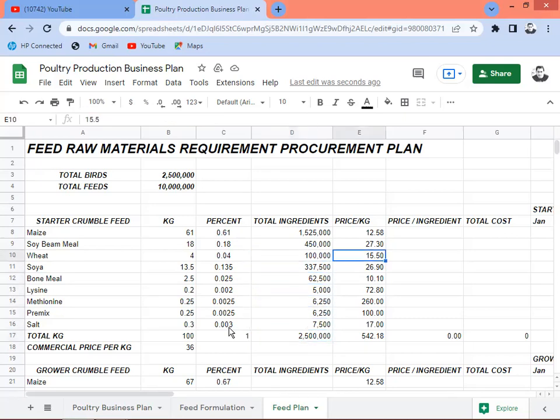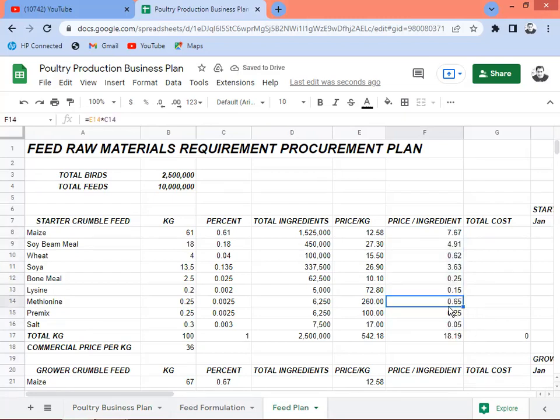As you can see, I have already included the price per kilogram of every ingredient, for our convenience. Then I'm going to get the price per ingredient. What would that be? You just multiply the price per kilogram by the percentage of the ingredient, just like that, in order to get the price per kilogram of the feed that we're going to produce. Again, drag it down.